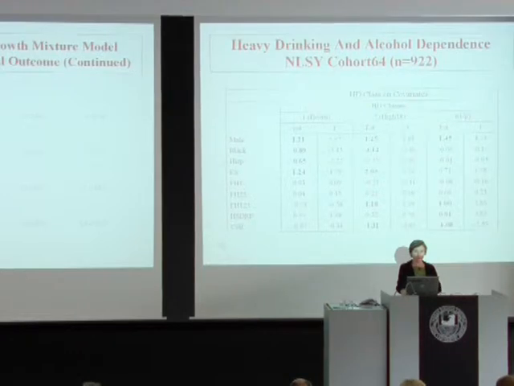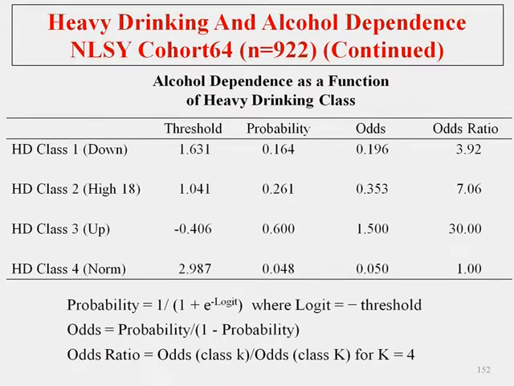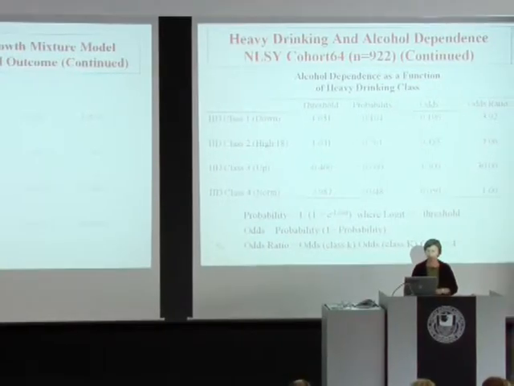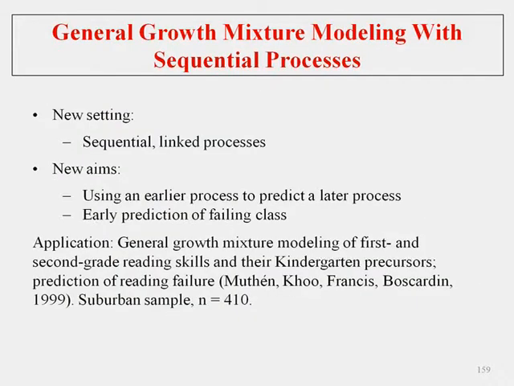Now here we have the information for the distal outcome of alcohol dependence. We have class 1, class 2, class 3, class 4, and we have our thresholds, 1.631, etc. And if we go forward over here, we'll see that those are the numbers we put in our table. So these two screens can be compared. We have the threshold 1.631, 1.041, etc. And then we just compute the probability, the odds, and the odds ratio to complete the table. The formulas are all given there. And this we've gone over a couple of times. And that's the end of that example.